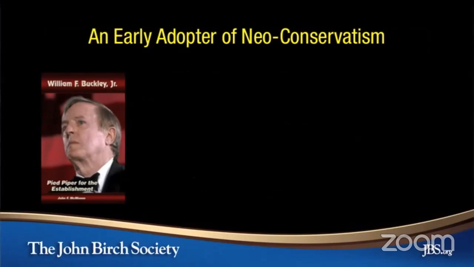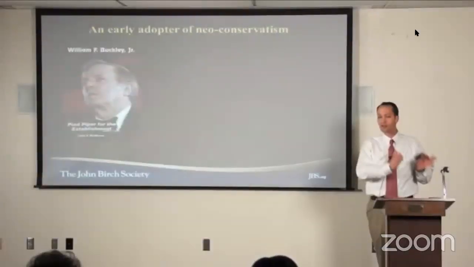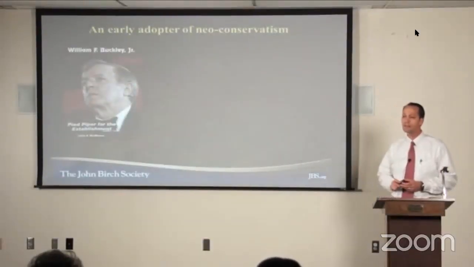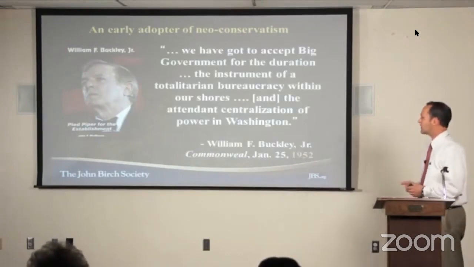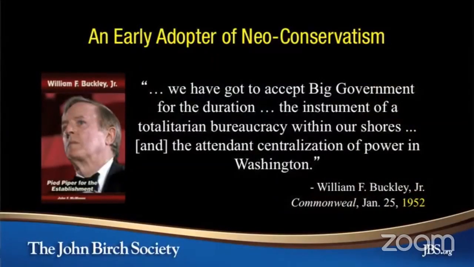This book, Pied Piper for the Establishment, is an excellent understanding of both the history of neoconservatism as well as his role in it. Now in here he quotes William F. Buckley Jr. declaring, "We have got to accept big government for the duration, the instrument of a totalitarian bureaucracy within our shores, and the attendant centralization of power in Washington." Now again, does that sound conservative to you? Not very. That's very fitting with the neoconservative though. But notice the year. Two decades before they finally founded the neoconservative movement, William F. Buckley was already a neoconservative.